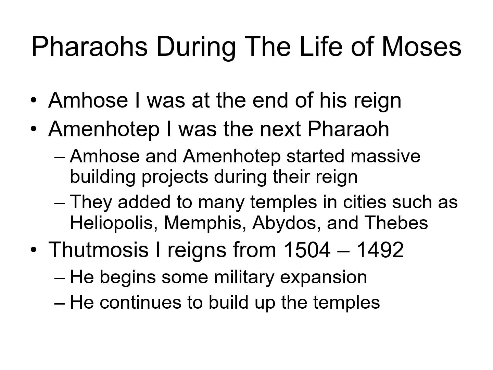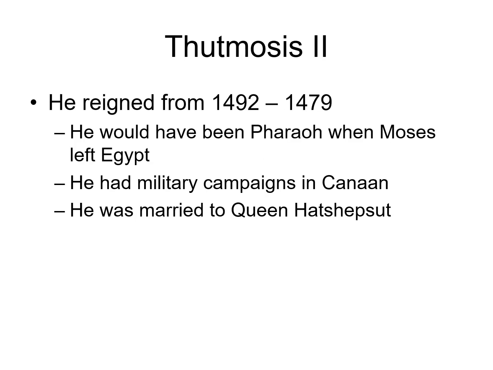So after Amenhotep I was Thutmose I, who reigned from 1504 to 1492, and he began some military expansion. Conquered people, he was showing off his might, and at the same time, he continued to build up the temples. This was something that every pharaoh did if they were able to put wealth into the temples. So Thutmose II reigned from 1492 to 1479, and he would have been pharaoh when Moses left Egypt, and he had military campaigns in Canaan and was married to Queen Hatshepsut.